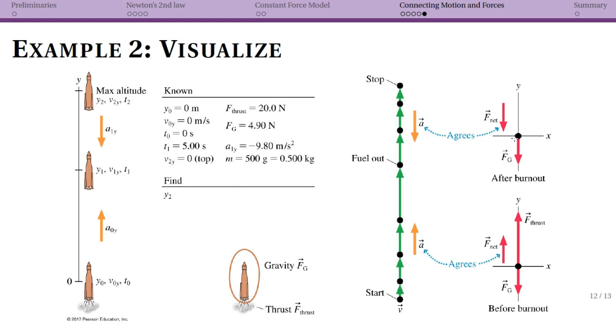Why don't we have a normal force? Well, it's in the air. It's not on a surface. And this is a case where we're ignoring air resistance because air resistance would not actually be a constant force.